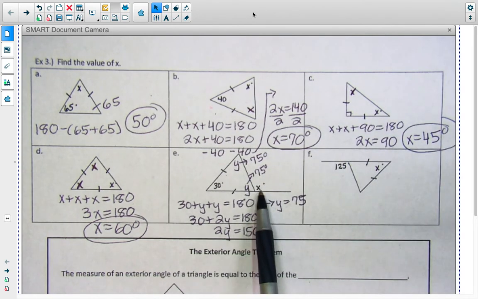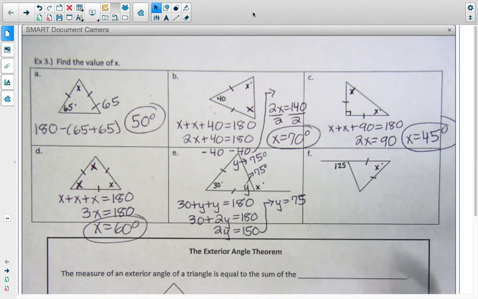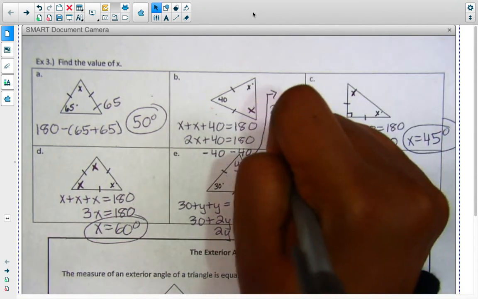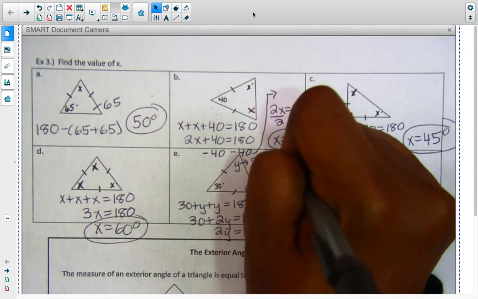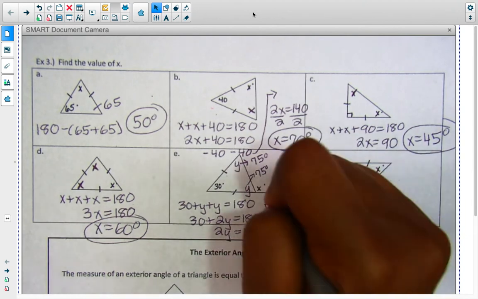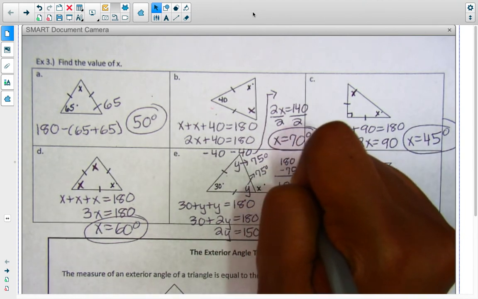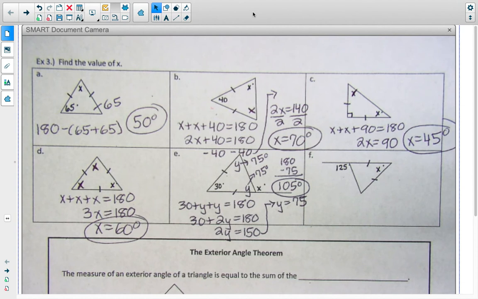Now I'm looking for the measurement of x. So I know that this is a linear pair. So I now need to do 180 minus 75. And when we do 180 minus 75, we'll get our answer, which is 105 degrees. So 105 degrees.